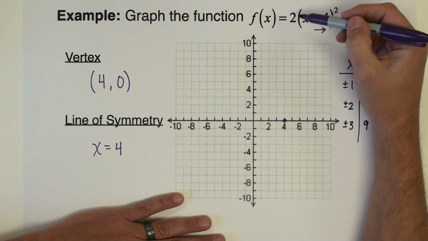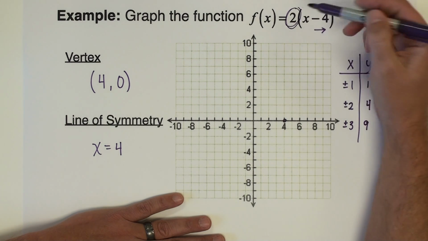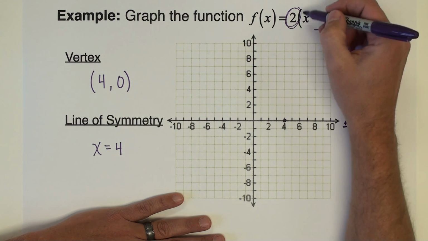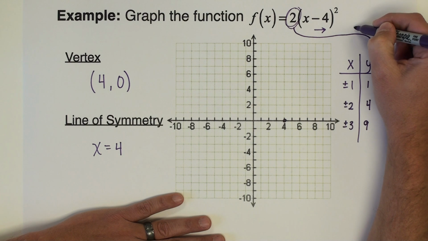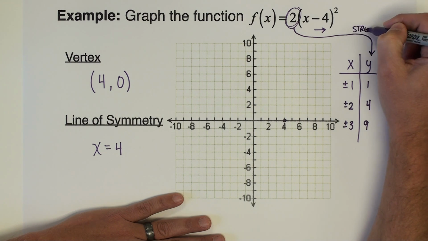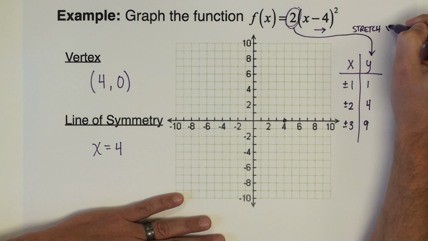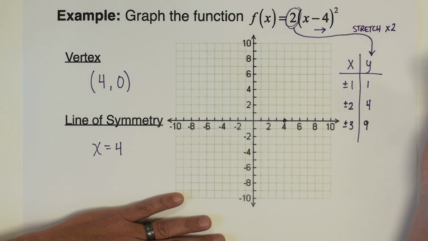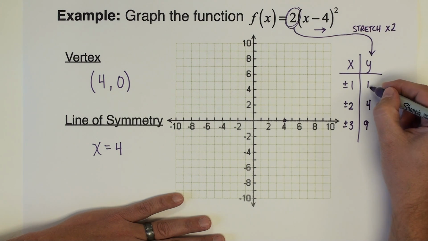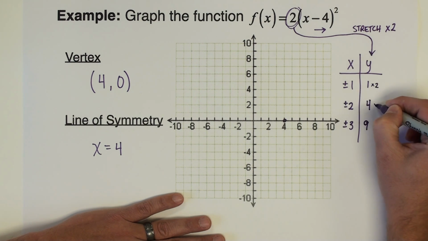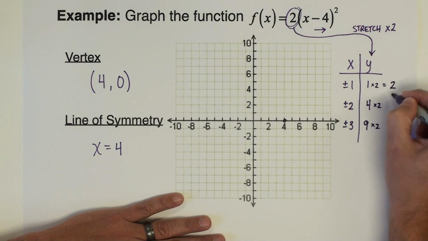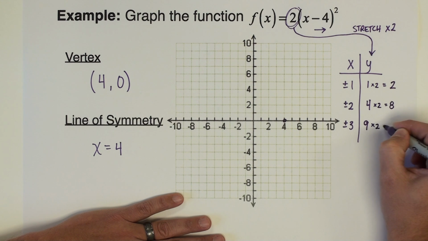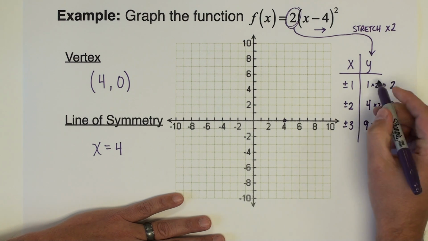Now, the 2 in front has the effect of stretching the graph times 2. Okay, so it's going to stretch times 2. So what I need to do down here in my table is take all these y values and multiply them all times 2. So this is going to become 2, this is going to become 8, this is going to become 18.